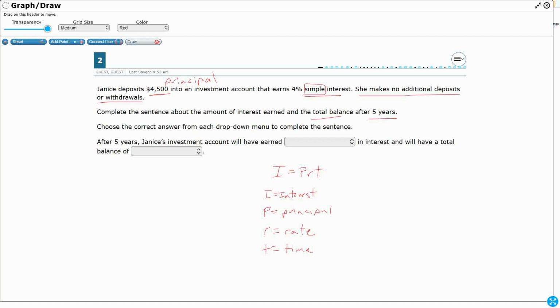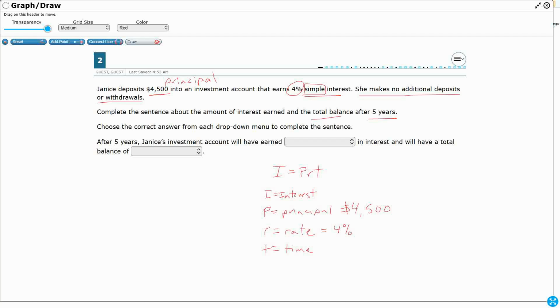So let's see, Janice deposits 4,500. That's our principal. So $4,500 is what she deposited, and it stays 4,500 because there are no additional deposits or withdrawals. Rate. All right, so rate is going to be 4%. They give it right there. But we want that in decimal form. We're going to end up multiplying those three.